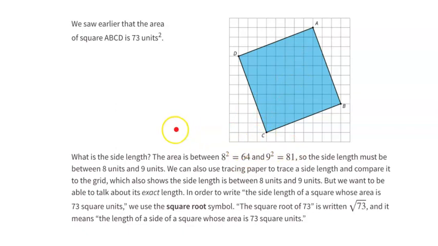We can also use tracing paper if we wanted to trace a side length, and we can compare it to the grid, which also shows the side length is between 8 and 9 units. But we want to be able to talk about its exact length.